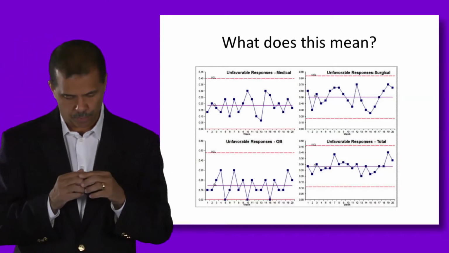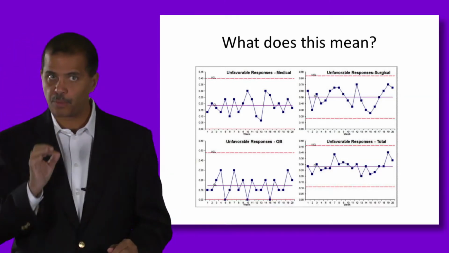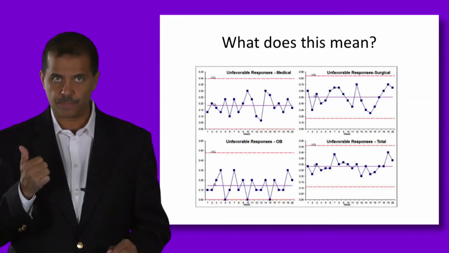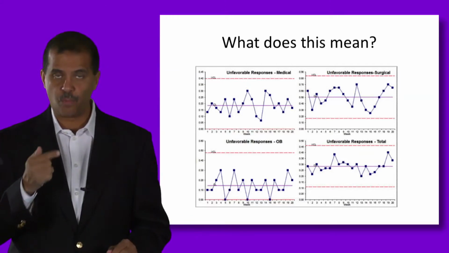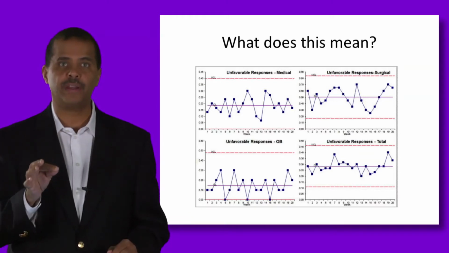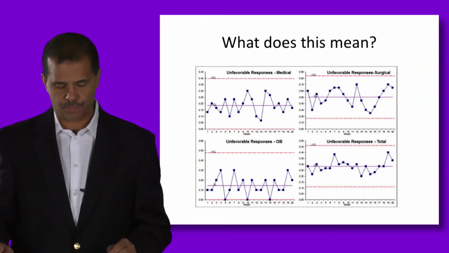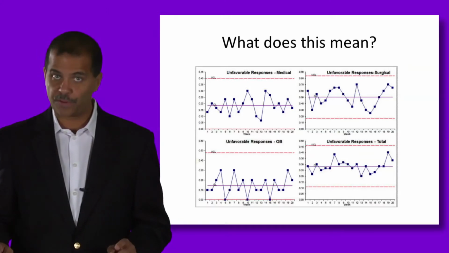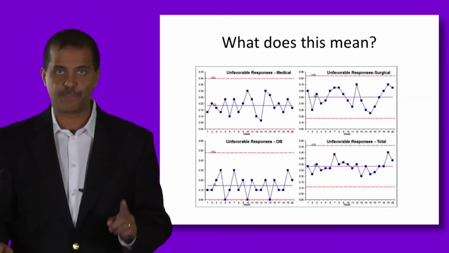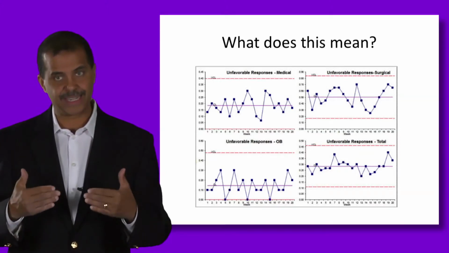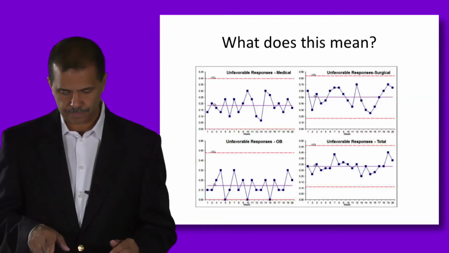So here's the question for you. Remember, these are unfavorable responses. Which one of these, medical, OB, surgery, would you say is the best one if the goal is to increase patient satisfaction? Take a look, and I'll pause for a moment. Hopefully you said OB, because it's percent unfavorable. So the closer those are to 0, the better.